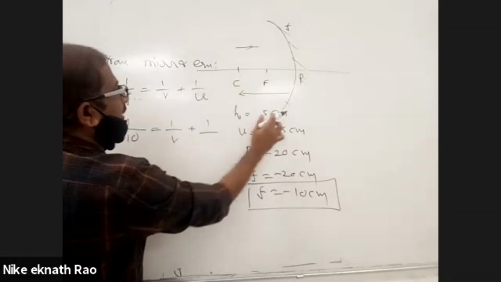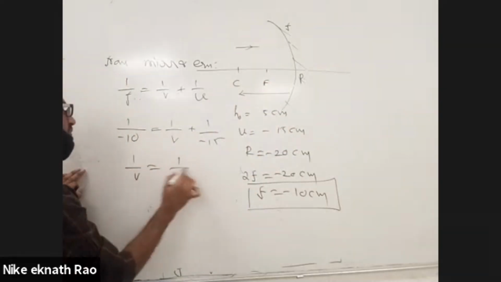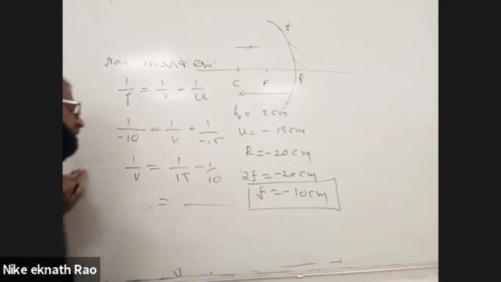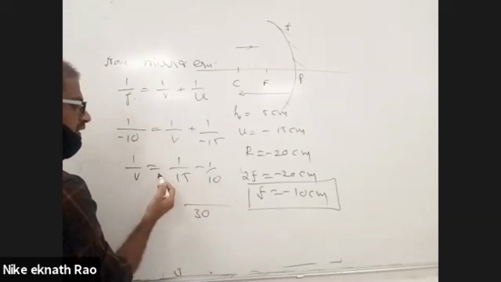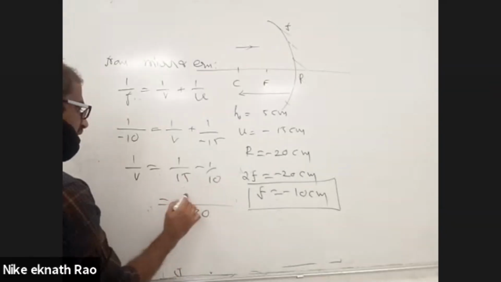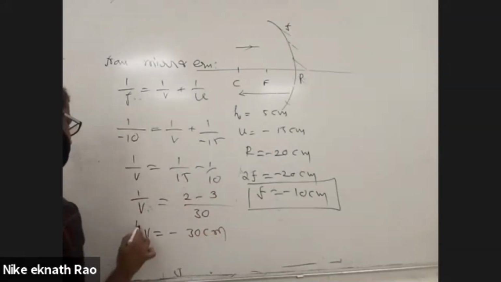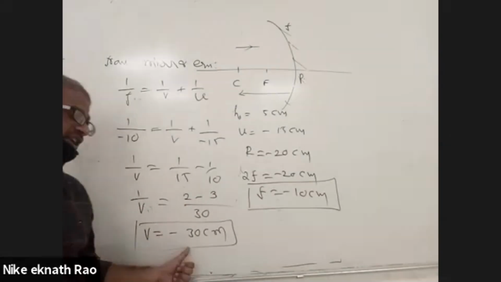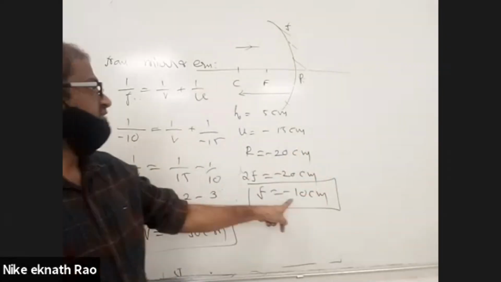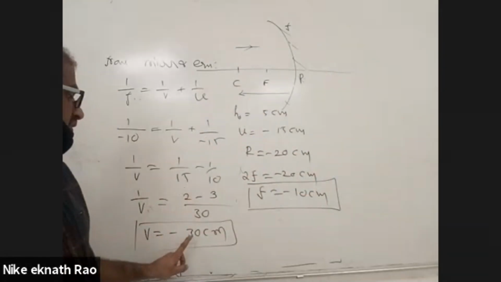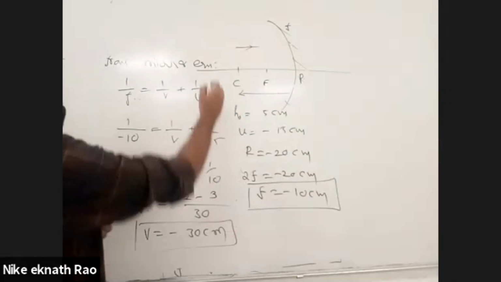Plus 1 by u. Object distance is not 15 centimeter, but negative, left side. So 1 by v becomes 1 by 15 minus 1 by 10. 30, so 2 minus 3 is 1 by v. So v will be how much? It will be minus 30. Minus means it is left side of the object. Focal length how much? Minus 10 centimeter. So image is formed at 30 centimeter distance. Definitely same side means real image only. So it has formed at a distance of 30 centimeters.